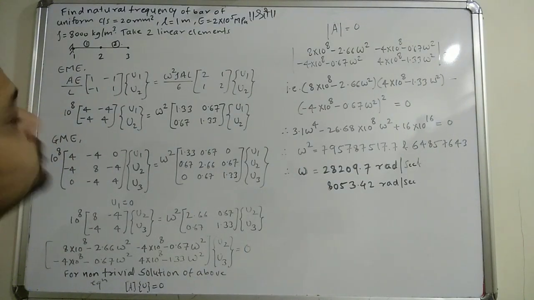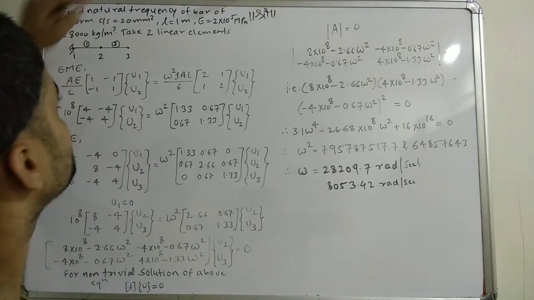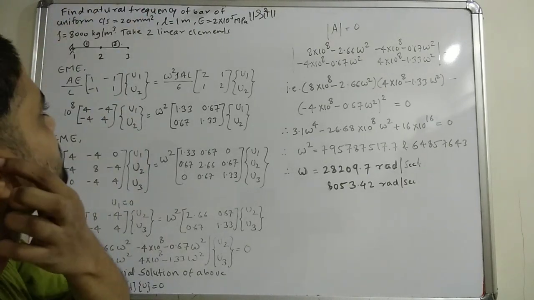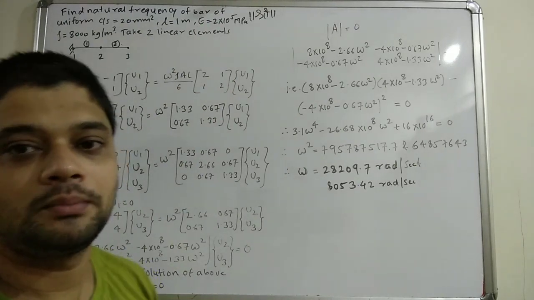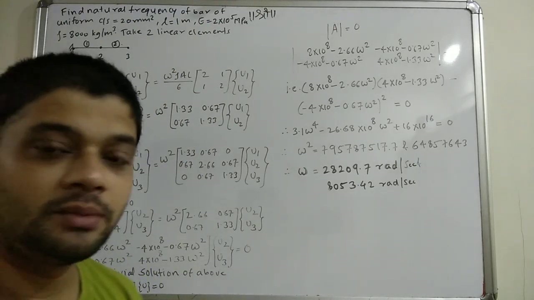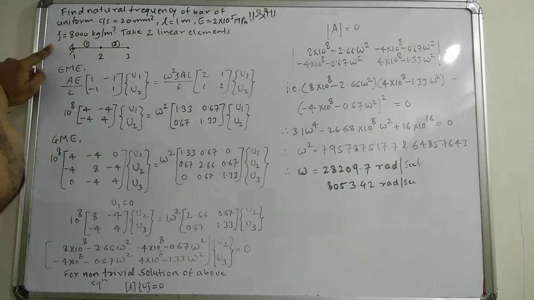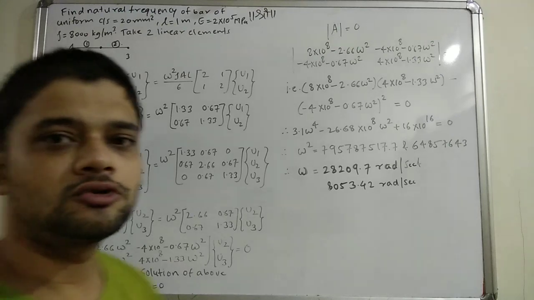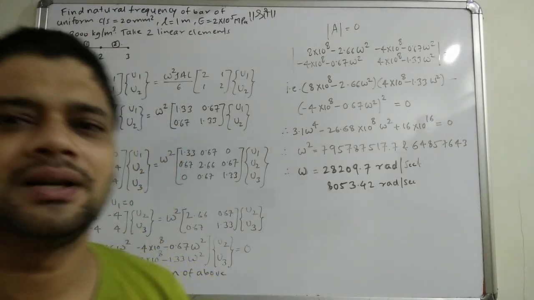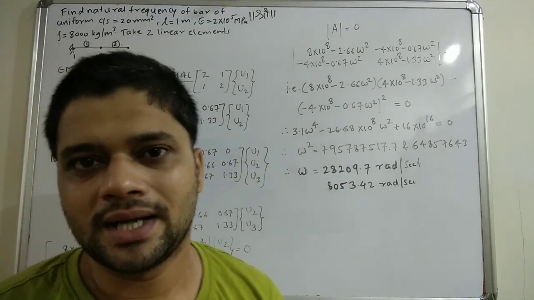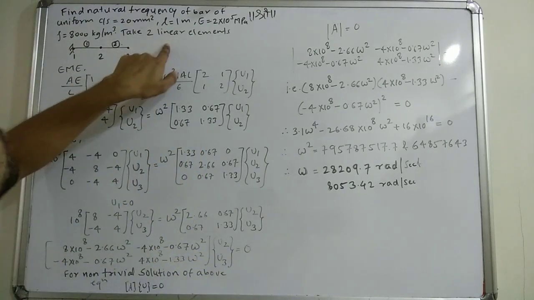an axial bar of uniform cross section of 20 millimeter square. Length is given as 1 meter. Young's modulus is given as 2 into 10 raised to 5 megapascal, that is Newton per millimeter square. And density is given as 8000 kg per meter cube, and they have also specified to take two linear elements. They haven't given any diagram. A diagram is not required when they are saying two linear elements.